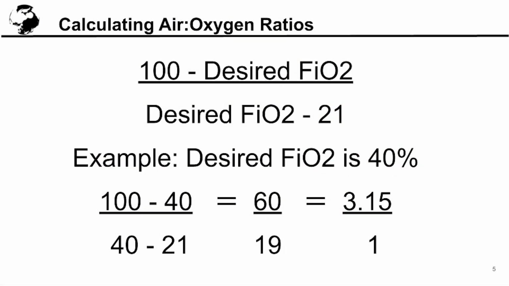Start on top by taking 100%, which is the known FiO2 of pure oxygen, and subtract the desired FiO2. If that desired FiO2 is 40, for instance, you would take 100 and subtract 40 to get 60. On the bottom, take the desired FiO2 and subtract 21, which is the known FiO2 of air. Still using 40 as a desired FiO2, subtract 21, leaving 19 on the bottom. It should now be 60 over 19. If you do the division and divide 60 by 19, the answer is 3.15 over 1.